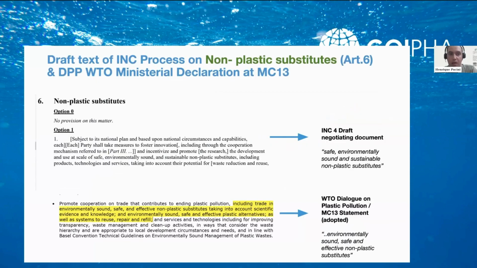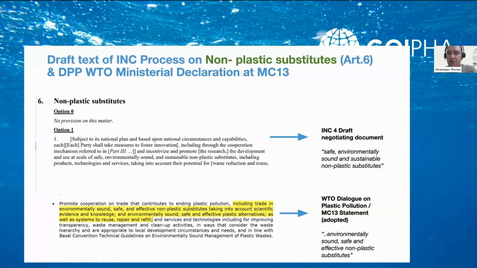This is just to show that the wording on sustainability for non-plastic alternatives and substitutes is very similar. Those are excerpts from the latest versions of the negotiation texts for the INC, and also the WTO dialogue on plastics, which includes a slightly different definition for sustainability for substitutes, mentioning that they should be environmentally sound, safe, and effective. Different word here is effective, effective in replacing plastics that we want to reduce in the market.